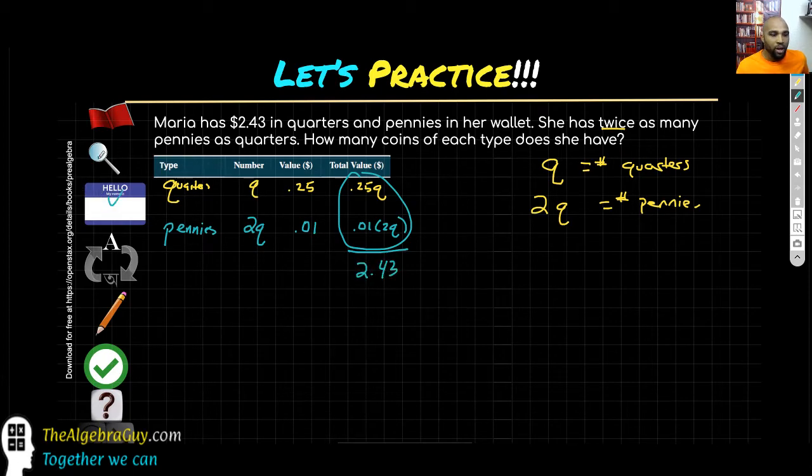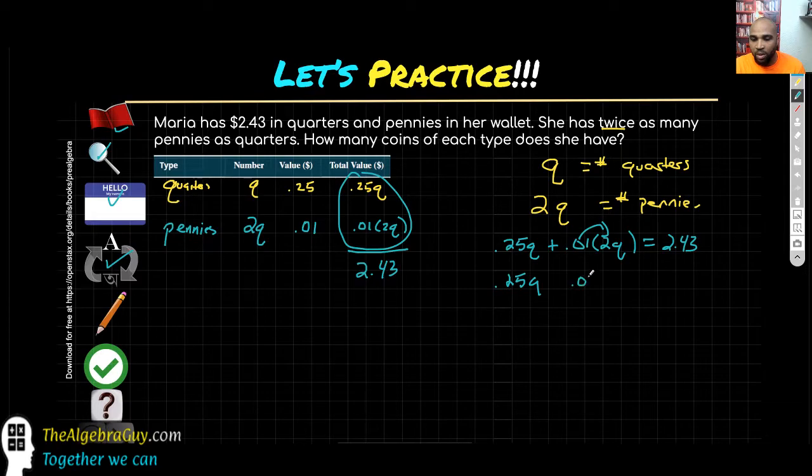So now we need to translate this into an equation we can write. We know that 0.25Q plus this adds up to 2.43. So I'm going to write 0.25Q plus 0.01 times 2Q is equal to 2.43. And now I can start simplifying and solving this. So this is going to stay the same. If I distribute this 0.01 times 2, that's just going to make that 0.02Q equals 2.43.